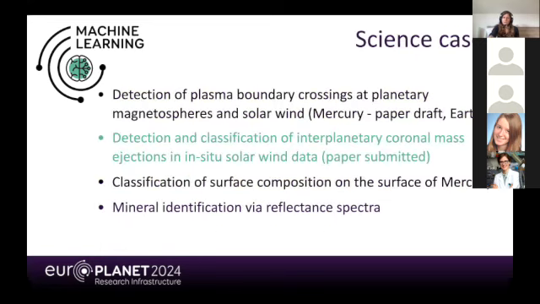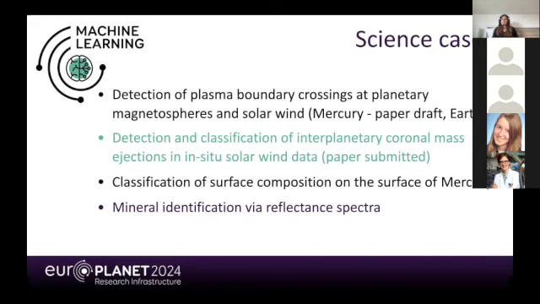So what are now those planetary science research questions that we tackle with machine learning technologies? So we have here a couple of so-called science cases that were proposed by the science institutes that are now the beneficiaries of our work package. For example, we have here the automatic detection and classification of plasma boundary crossings, as there are bow shocks or magnetopauses around Mercury or around Earth. For example, in the Mercury case, our machine learning pipeline is, so to say, finished, and we're right now in the progress of writing a paper about that.